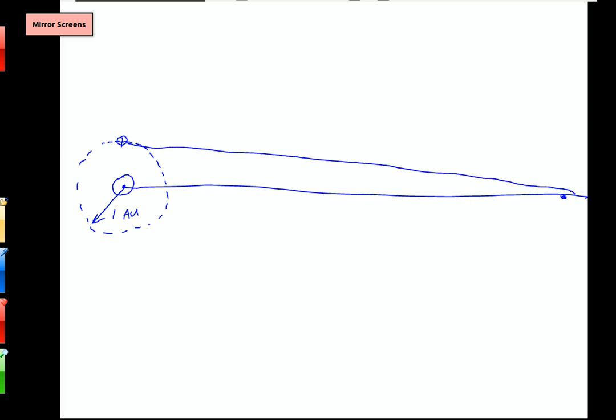And so what that means is if you observe that distant place from the Earth, and then you do the same thing 6 months later, you'll see it at a slightly different place in the sky, well, say 6 months earlier.